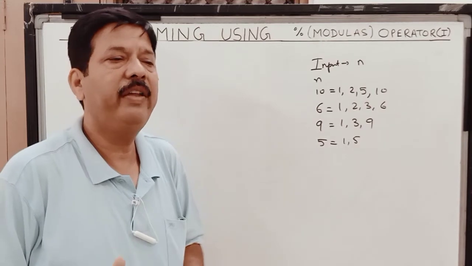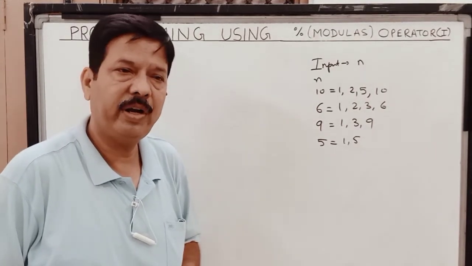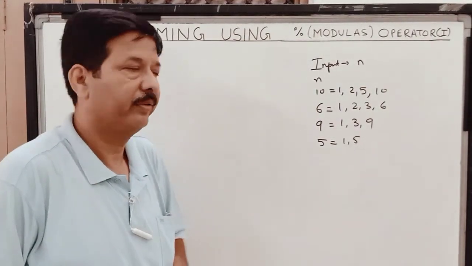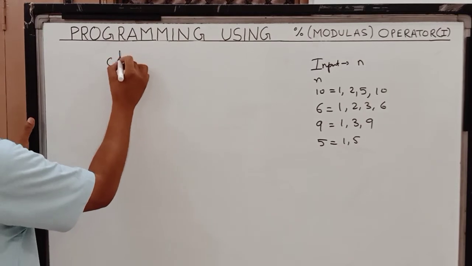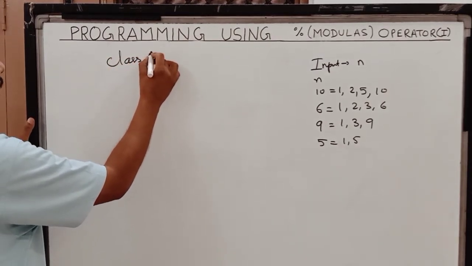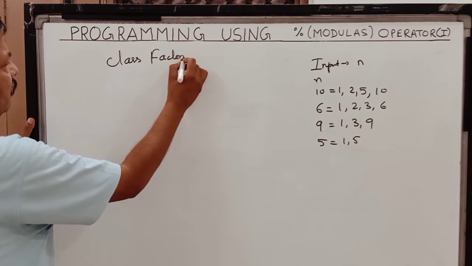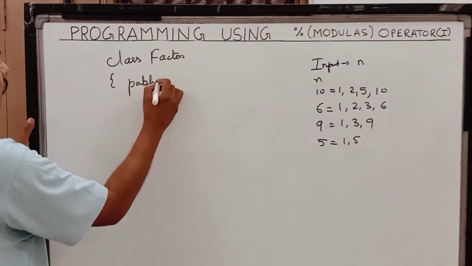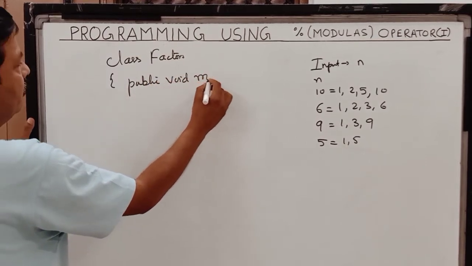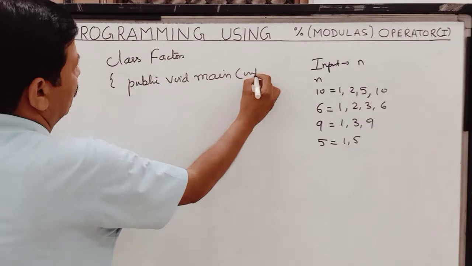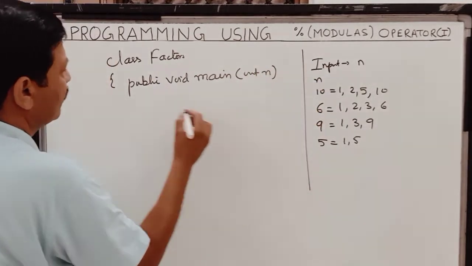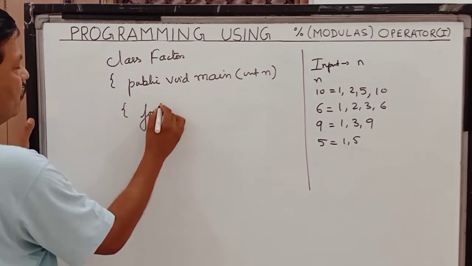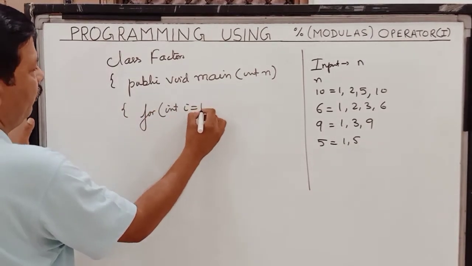So the program is, write a program to input an integer number and print all its factors or divisors. So the program is like this. Class factors, we can say. I input a number, this is the number I am entering. Now children, I am running a loop which is from 1 to n.